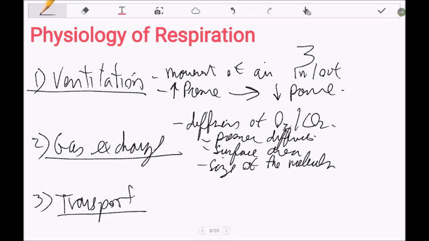Oxygen in the atmosphere will be higher compared to oxygen-poor blood from that part of the circulation. Therefore, oxygen will diffuse in, right? So that's where the pressure gradient comes into play. High pressure always moves to low pressure, okay?